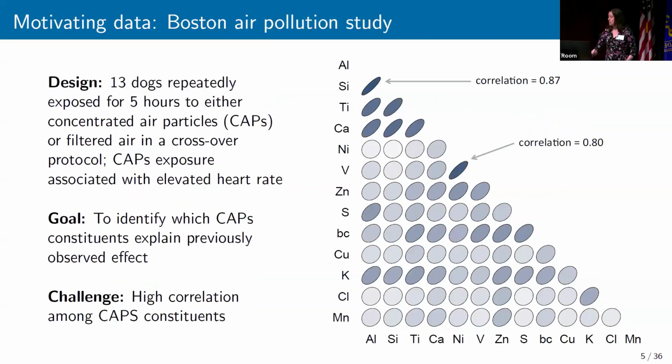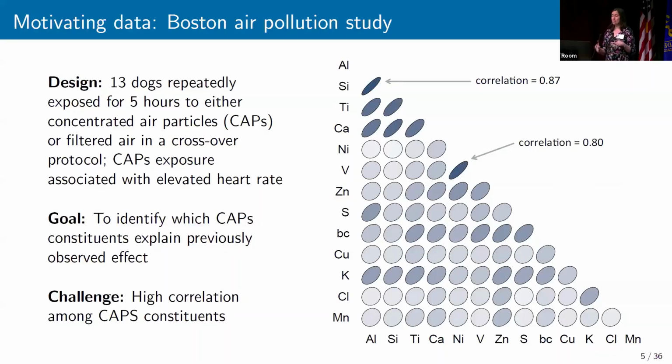Our second motivating study was the Boston air pollution study. It was a toxicological study in which 13 dogs were repeatedly exposed for 5 hours, either to concentrated air particles, referred to as CAPs, or to filtered air in a crossover protocol. And it had been shown that the overall CAPS exposure was associated with elevated heart rates.